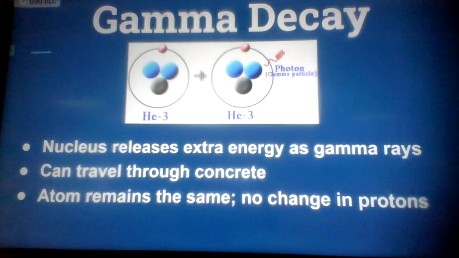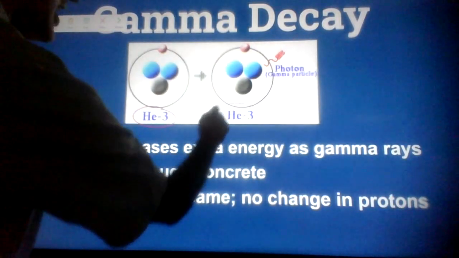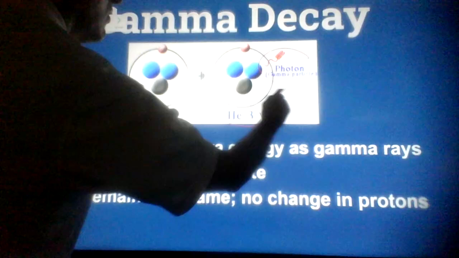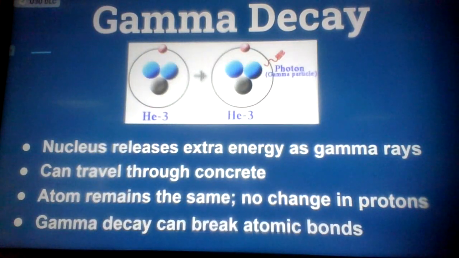The atom remains the same with no change in the total protons or the total mass. So again, take one more look here. Helium-3 stays helium-3 because only energy leaves that nucleus. Gamma decay can break atomic bonds, and that will cause other chemical reactions to occur, but gamma decay can be extremely dangerous as well.